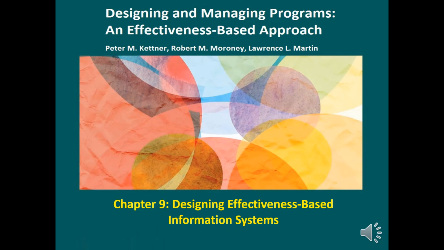In Chapter 9, we'll look at designing effectiveness-based information systems. We'll explain why documentation is important in program implementation, the ways in which computerized data can be used to measure performance, the relationship between program evaluation and data collection, and how a data collection system can be designed to ensure that necessary information will be provided to stakeholders. And so again, we'll look at how we can actually design a data collection system for the specific program being designed and implemented.